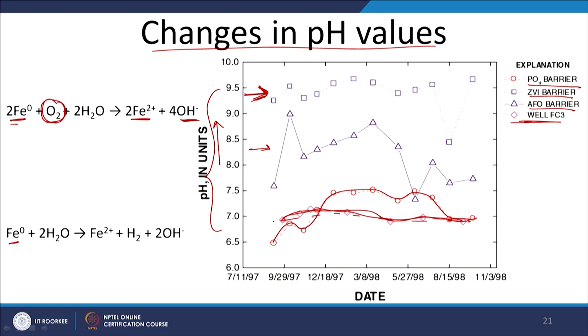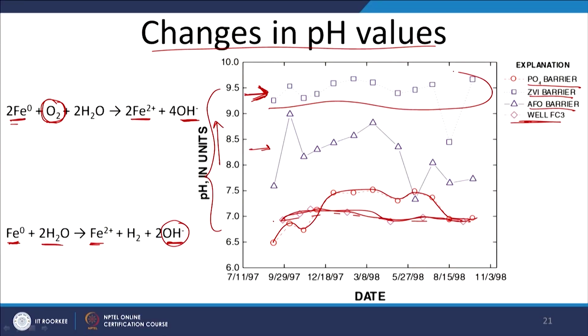Similarly, even when you have no oxygen, in anaerobic condition, zero valent iron can reduce water to Fe2 plus and again you end up with some OH minus. So both when you have oxygen or even in the absence of oxygen, you see that OH minus is being released or H plus is being taken in, depending upon how you balance the reaction. And so that is why you observe this particular change in pH.